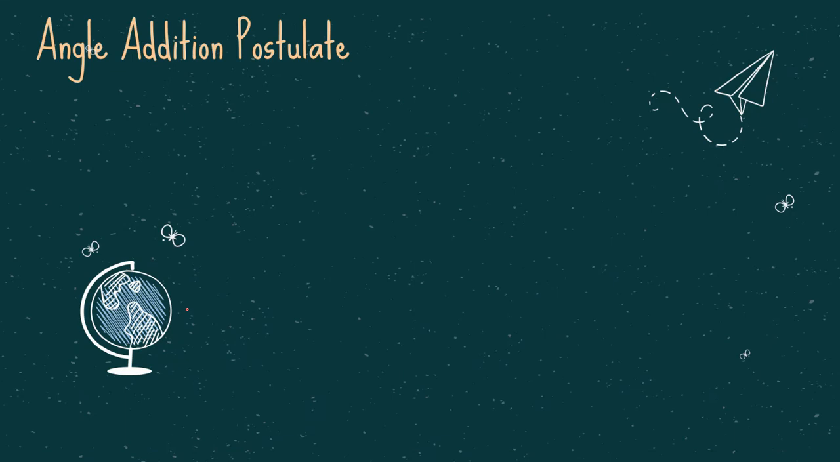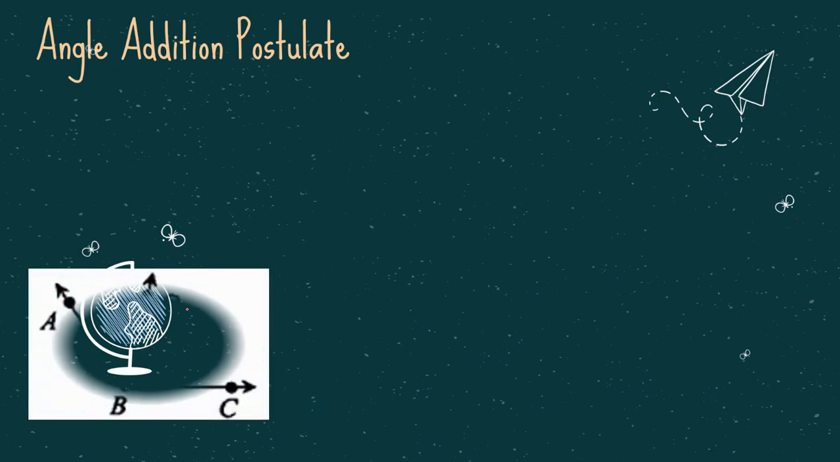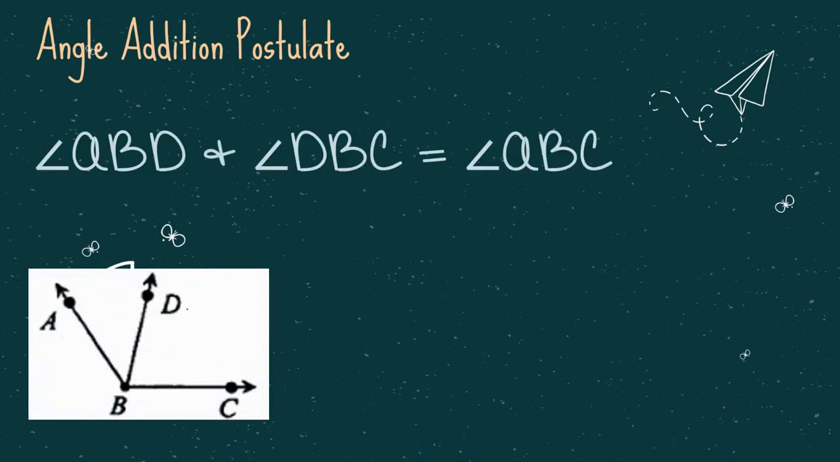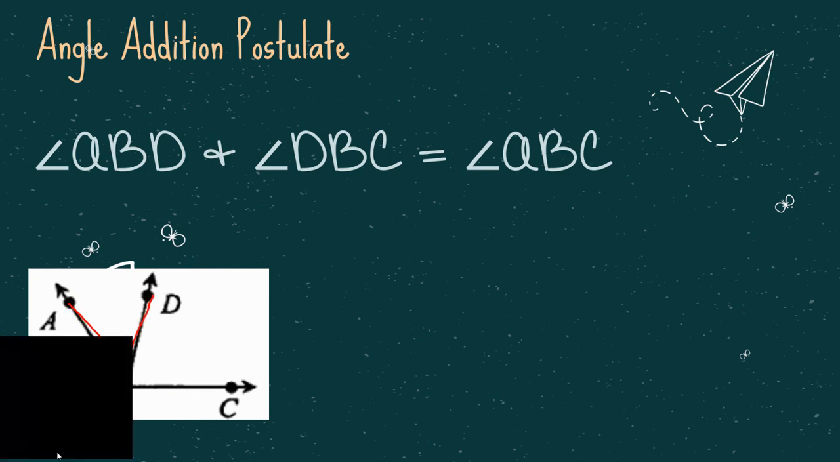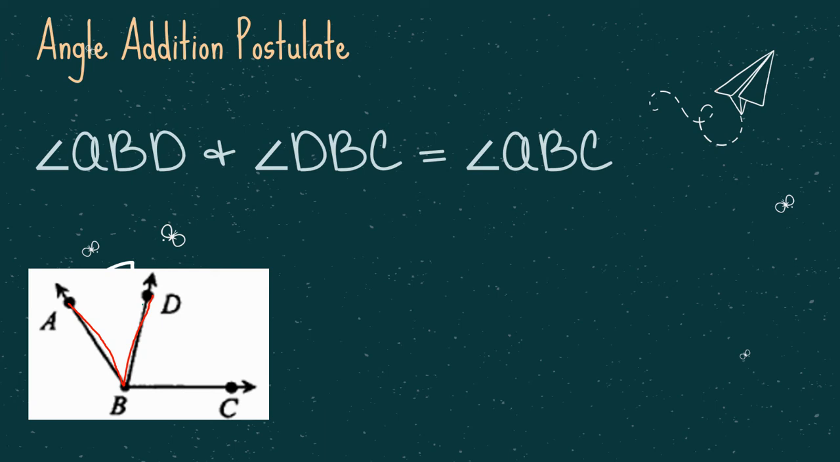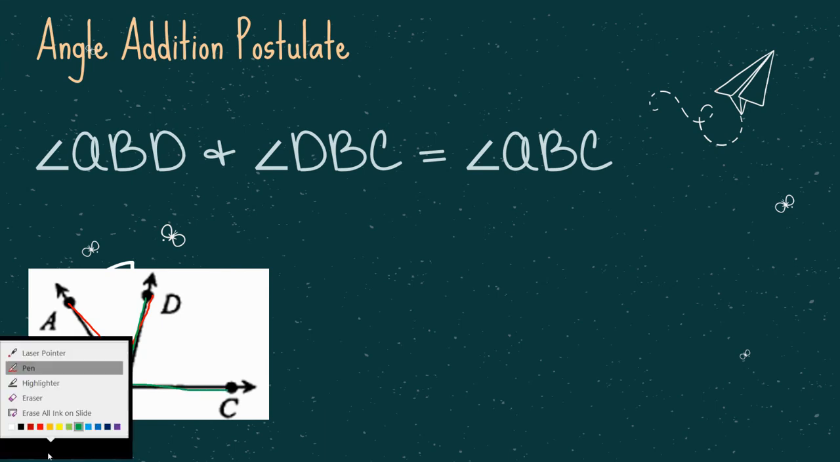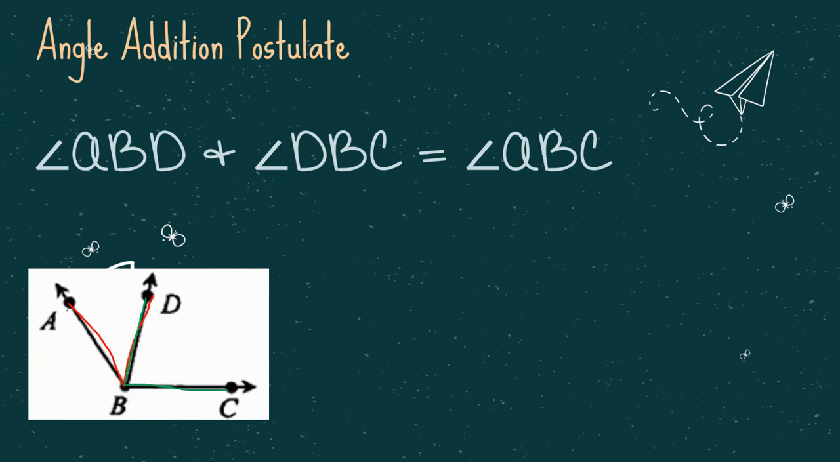Our angle addition postulate is similar to our segment addition postulate, which says that our angle ABD plus our angle DBC, adding up those two angles, is going to give us the total of ABC.